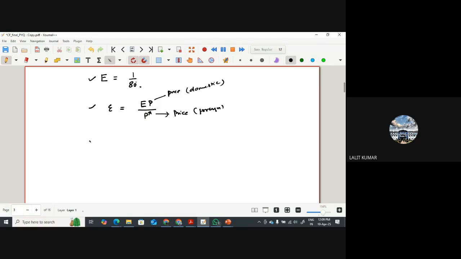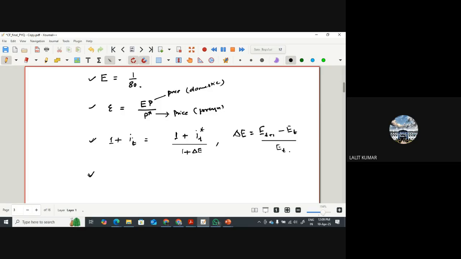Now another formula is 1 plus iT is equal to 1 plus iT star divided by 1 plus delta E, where delta E is equal to ET plus 1 minus ET divided by ET.